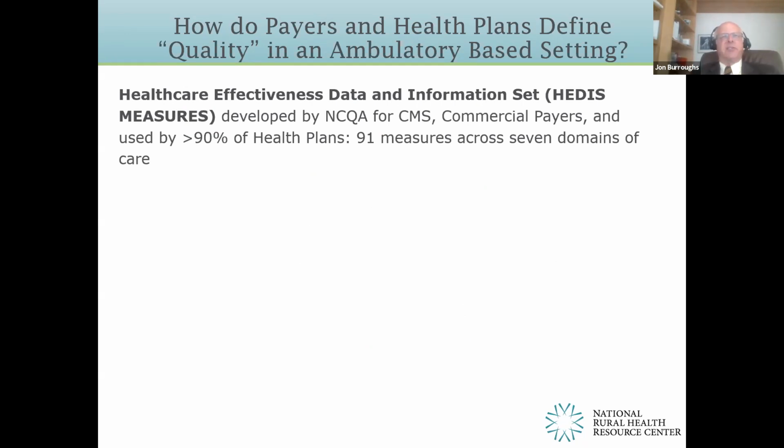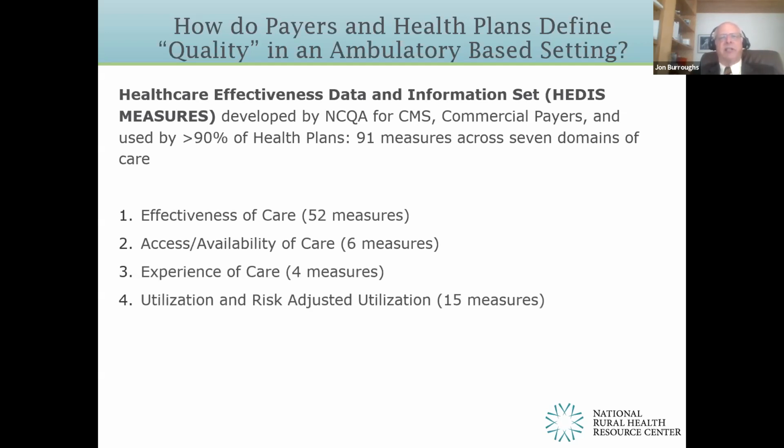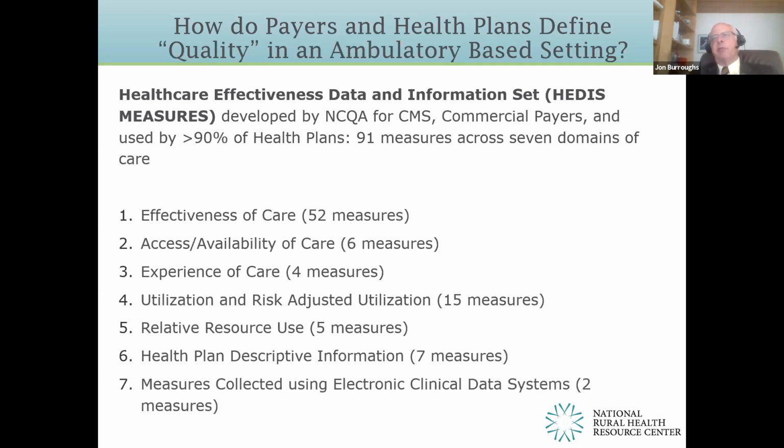So there's effectiveness of care, access, availability of care, experience of care, utilization, risk management utilization, relative resource use, and health plan descriptive information, and measures collected using electronic clinical data systems. So I'm not going to show you all the measures, but I'm going to show you some of the key measures because I want you to understand how they work.